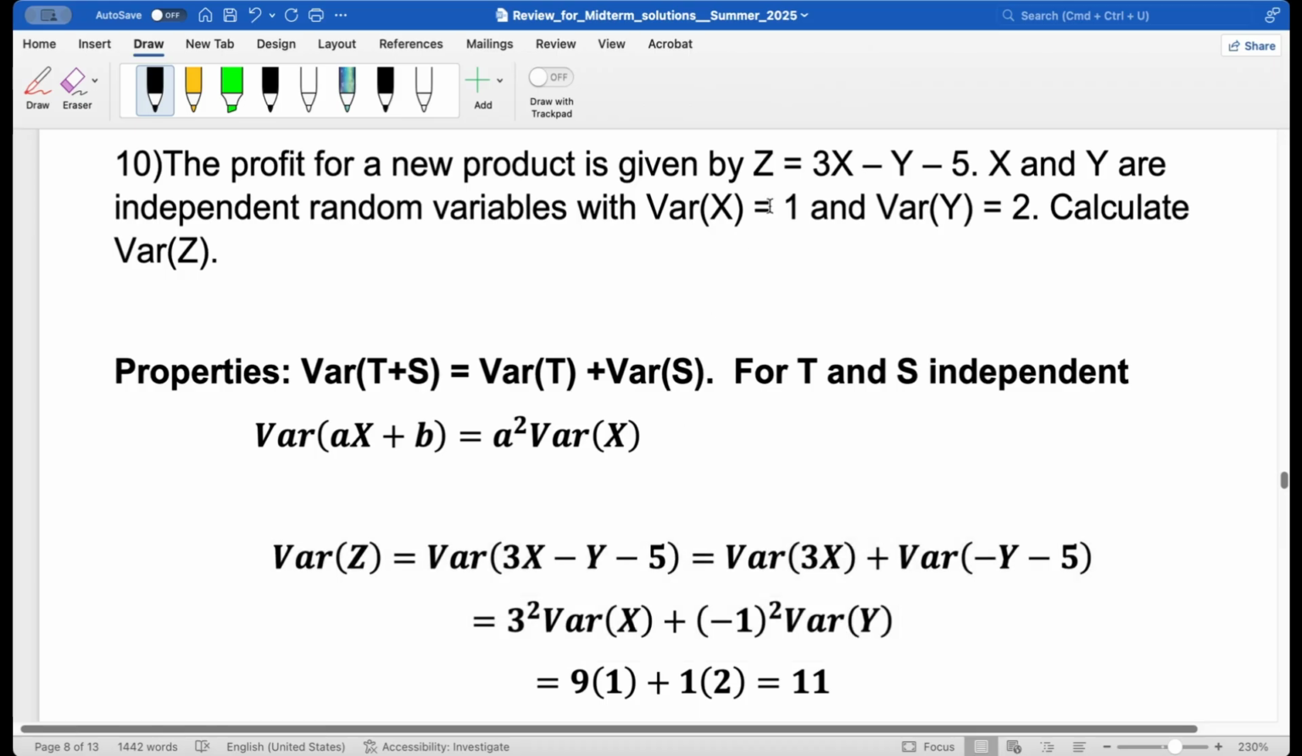Variance of X was given as 1. Variance of Y was 2. So 9 plus 2 is 11. The variance of this new expression, Z, is 11. So we're using the properties of variance here to simplify this.